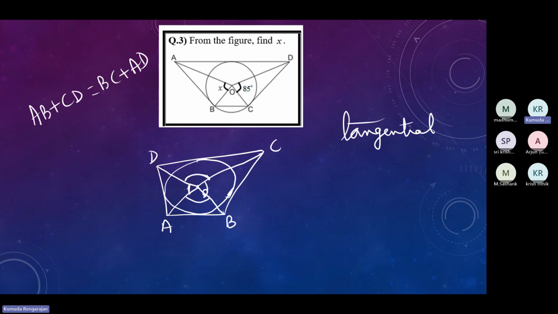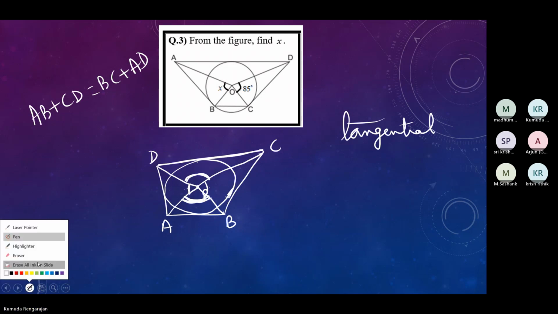This is the angle subtended by the side CD at the center, angle COD. And this is the angle subtended by side AB at the center, angle AOB. These two angles are supplementary. Opposite angles are supplementary. So x plus 85 is equal to 180 degrees. So x is 180 minus 85, 95 degrees.